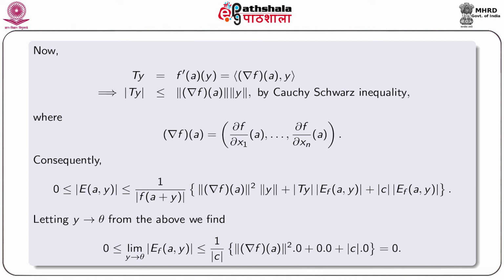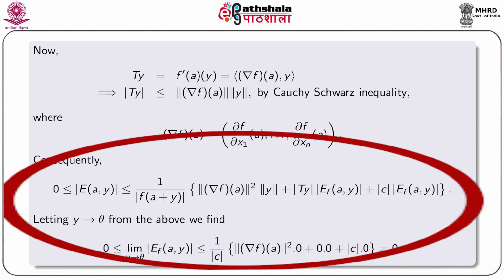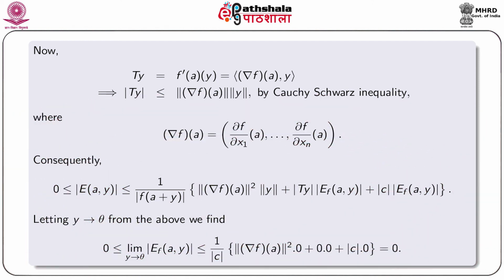If we look at the right hand side, 1 upon mod f of a plus y, now f is continuous at a. So, f of a plus y approaches f a. So, mod of f a plus y approaches mod c. Then norm of nabla f a squared times norm y: norm of nabla f a squared is a fixed term and norm y tends to 0 from the right. Mod t y tends to 0 because any linear transformation is continuous and any linear transformation carries the null vector to the null vector.